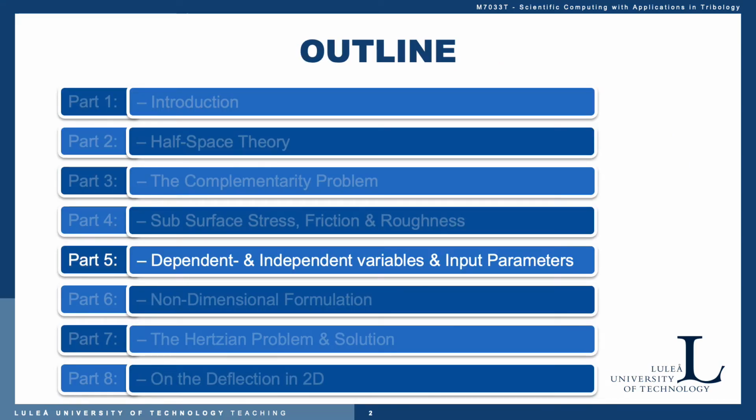So the outline of this presentation is like this. We will first make clear what the inputs of the contact mechanics problems are, and we will learn how to pose the problems by either specifying the rigid body movement or interference, or the applied load. In connection to this, we will go through what the independent and dependent parameters of the problem are, and in the end, two examples will be given.